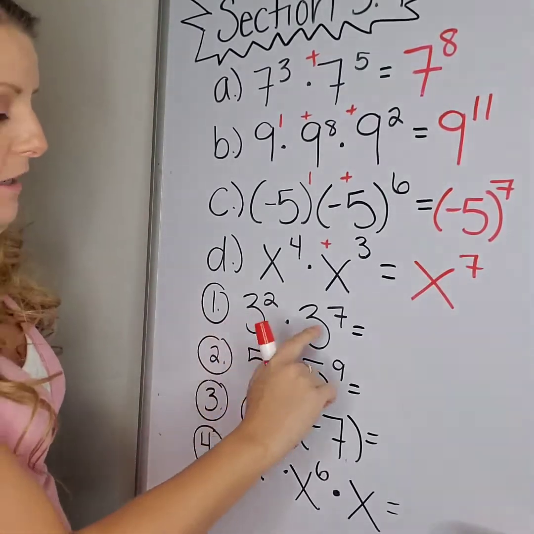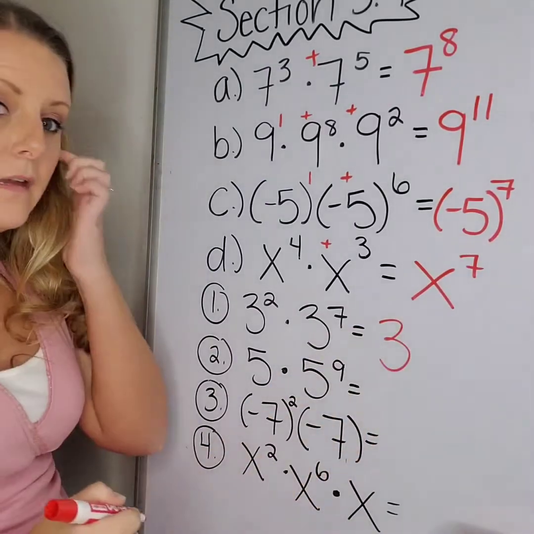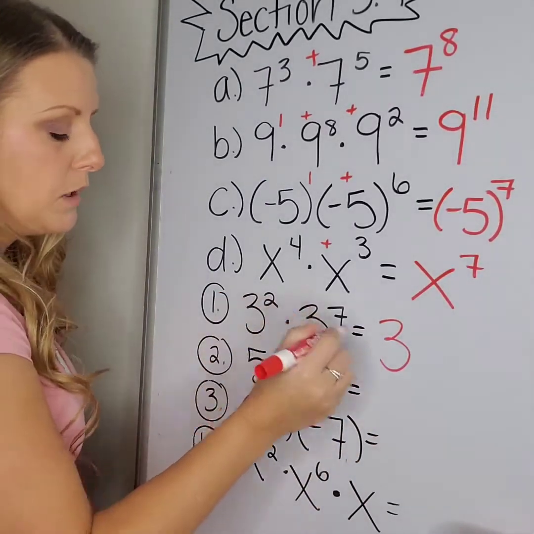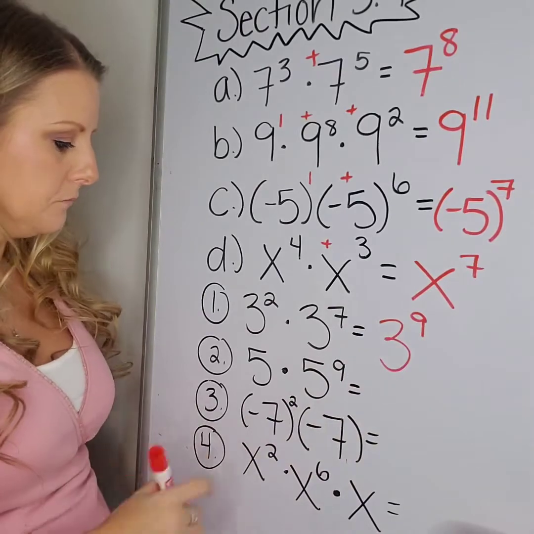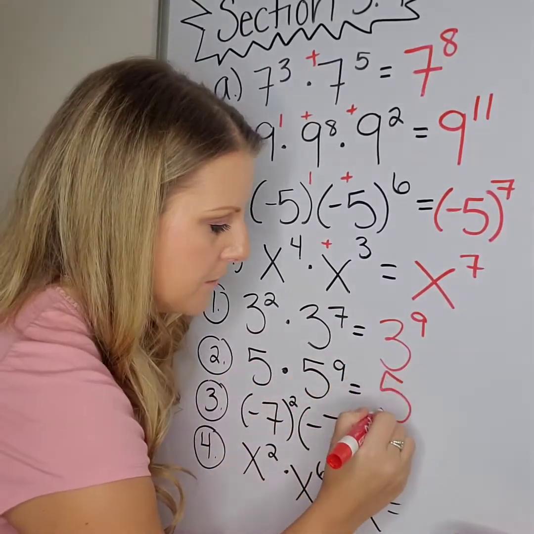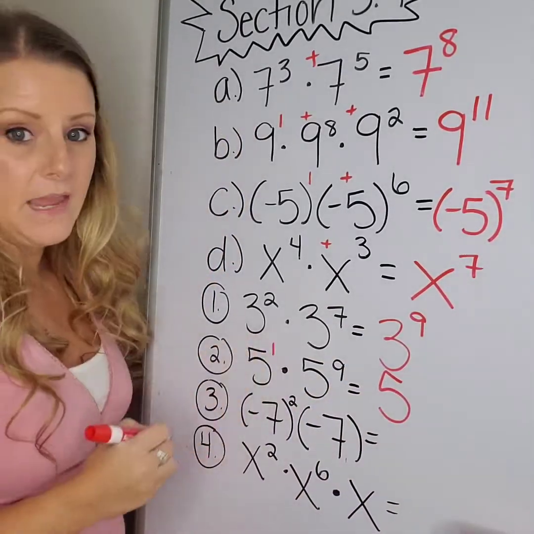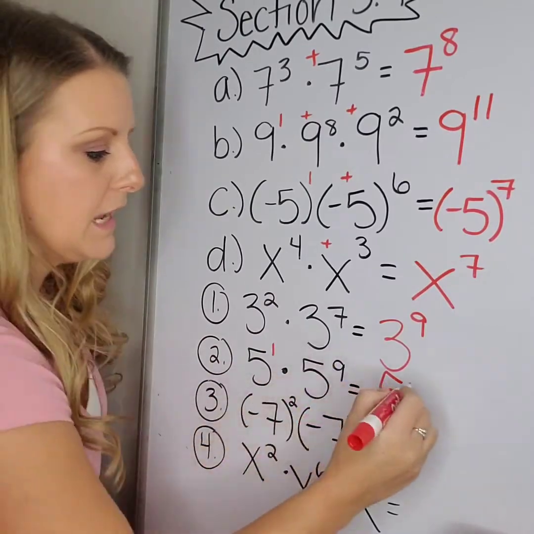Okay, so the bases are the same. We keep the 3 and we add the exponents. 2 plus 7 is 9. Bases are the same. We keep the base and it's missing a 1 here. 1 plus 9 is 10.